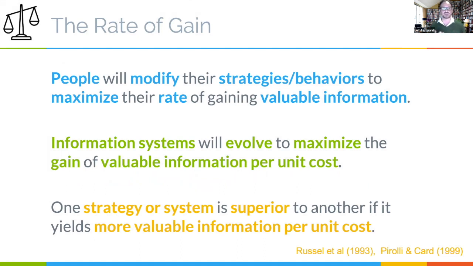On the other hand, the information systems that we develop, we're trying to evolve those to maximize the rate of gain, to give the person more valuable information per unit of cost for their interaction. And so that means the way that we evaluate systems or a strategy, because the way I use a system affects how much I get, and the way the system delivers it affects how much I get, we can tell whether a system or a strategy is superior if it actually yields more valuable information per unit of cost. And so this is where the rate of gain or expected utility comes into play.